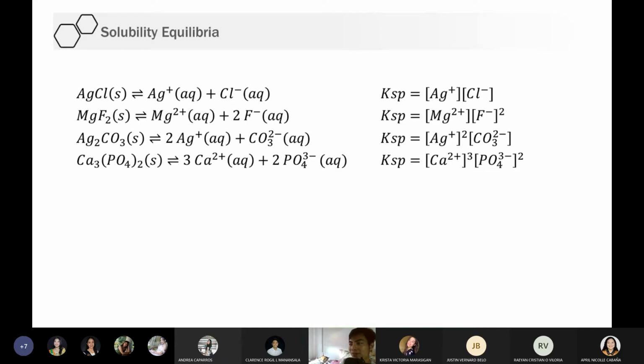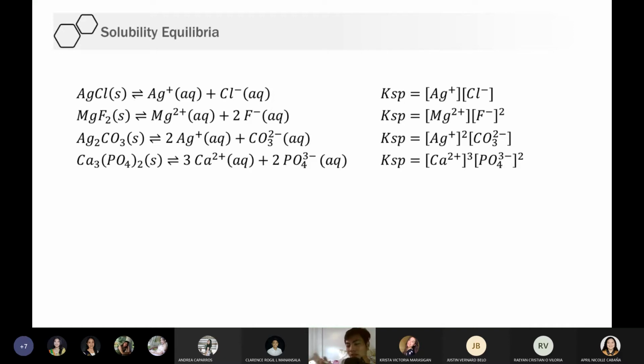Pero baka isipin nyo, di ba? Sabi ko last time, pag precipitate, solid yon. So baka isipin nyo, sir, bakit sila nagiging ion? Okay. So nagiging ion sila to a small extent, to a very, very small extent. Masyadong maliit lang yung chance na maging ions sila. But still, because they can produce ions, we can quantify them. Kaya dinidiscuss natin siya ngayon.